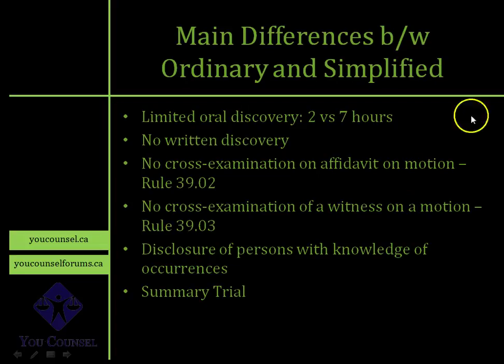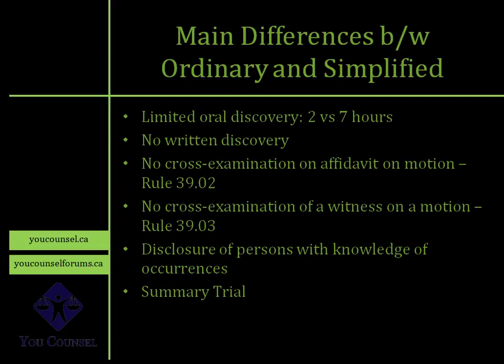So these are some of the major differences between the ordinary procedure and the simplified procedure. If you notice, by limiting the number of hours for oral discovery, by disallowing the cross-examinations on affidavits, by requiring you to disclose the names of individuals who have knowledge of the occurrences, and by giving you the option of summary trial, what the court system is doing is allowing you to move your matter cost effectively and speedily in the system.